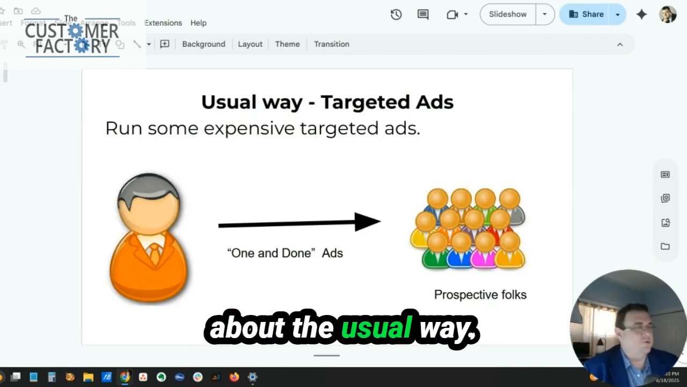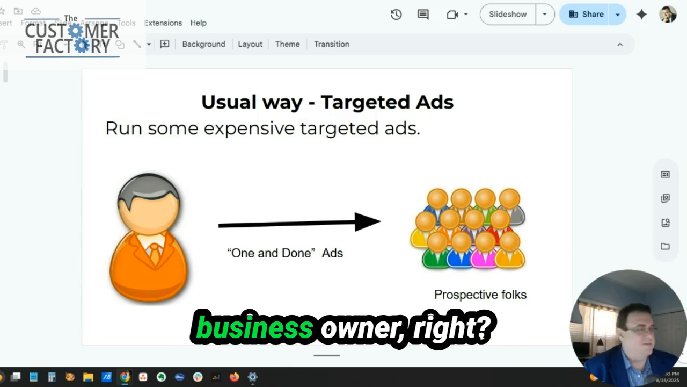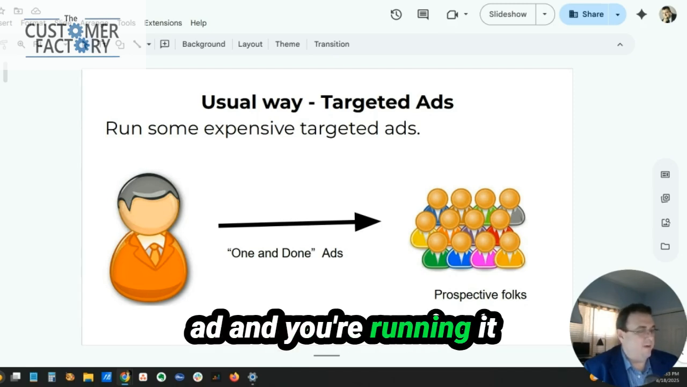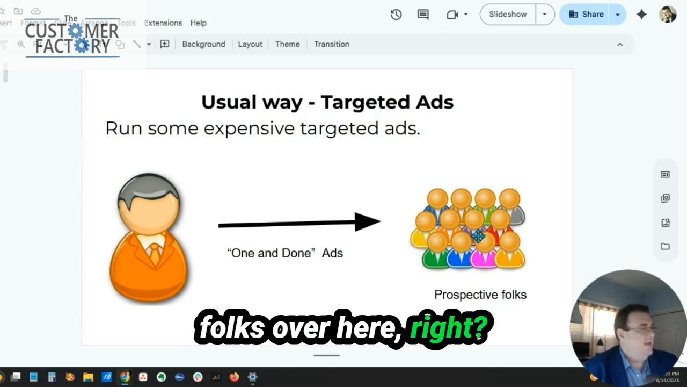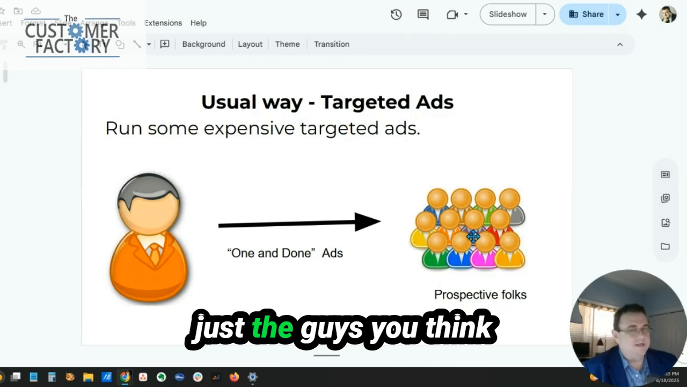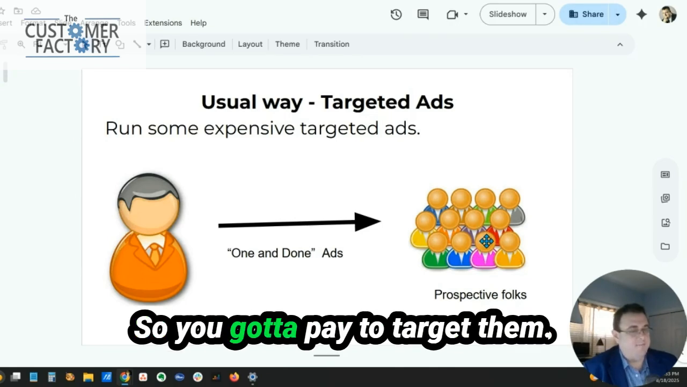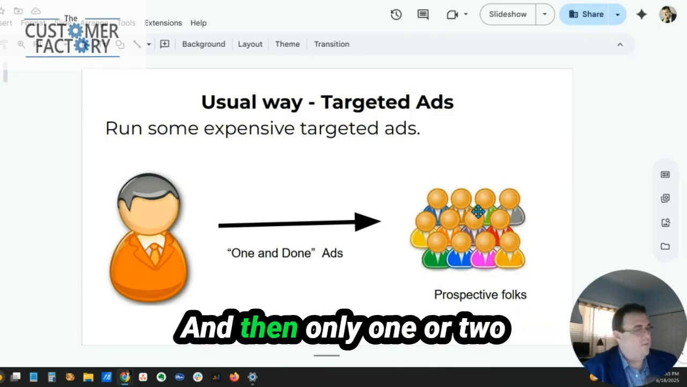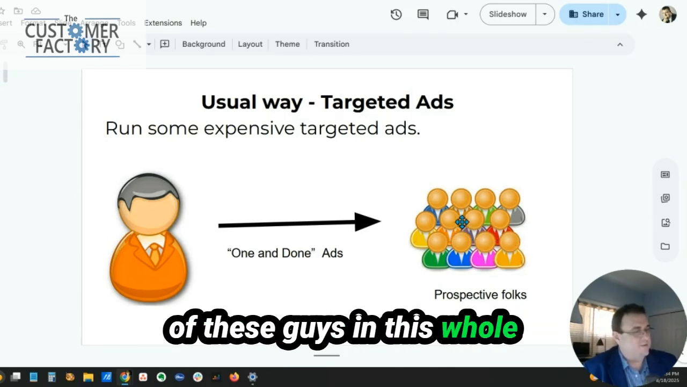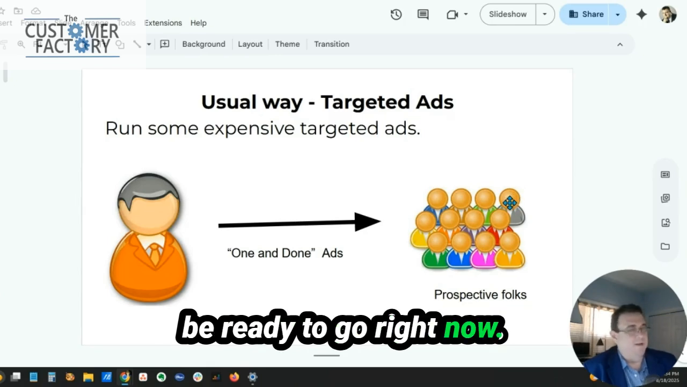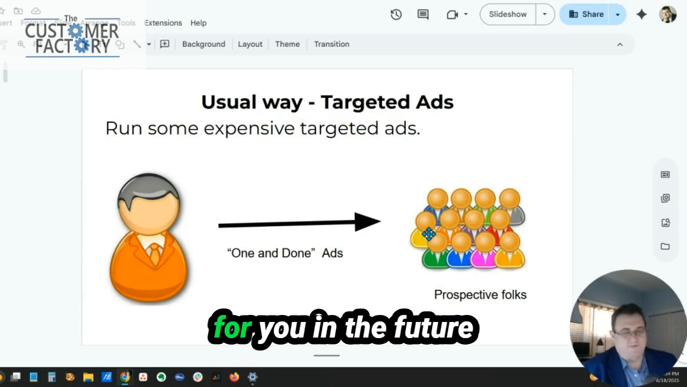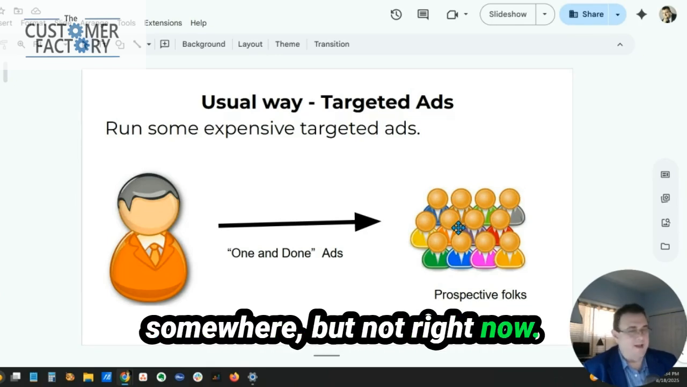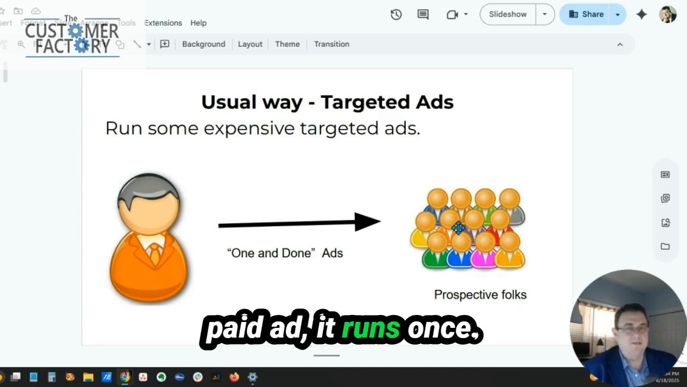So first of all, let's talk about the usual ways. Usually you run target ads. So this is you, the business owner, right? And you run an ad, and you're running to all these prospective folks over here, right? And what you're trying to do is you're trying to target just the guys you think will be your next prospects. So you got to pay to target them. And then only one or two of these guys, meaning this whole little group here, one might be ready to go right now. The rest of them, yeah, they might be prospects for you in the future somewhere, but not right now. And when you run that paid ad, it runs once.